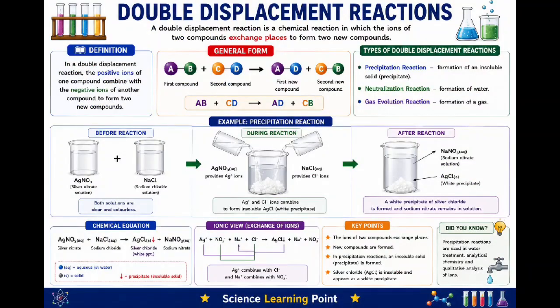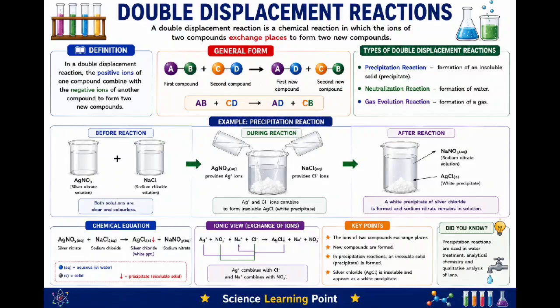Now let's study another important type of chemical reaction called double displacement reaction. In this reaction, two compounds exchange their ions to form two new compounds. The general equation is AB plus CD to AD plus CB. This means both compounds exchange their positive and negative ions. Let's see with an example.